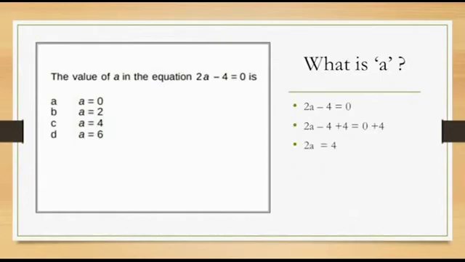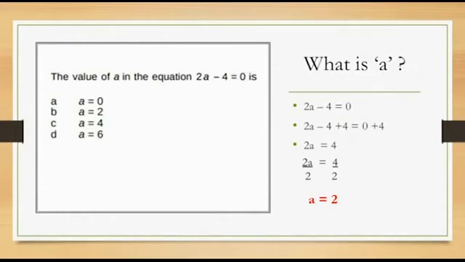So if I took it away and added it back, nothing has changed. And then 0 plus 4 gives me 4. So 2a equals 4. What is being done to the a? It's being multiplied by 2. And I want to undo that by dividing by 2. And you know how that works now. So 2a divided by 2 gives me a. 4 divided by 2 gives me 2. So for this equation to be true, a equals 2 would work.